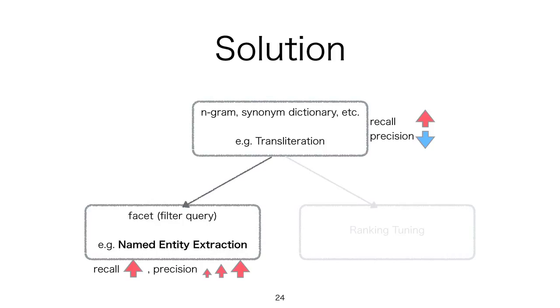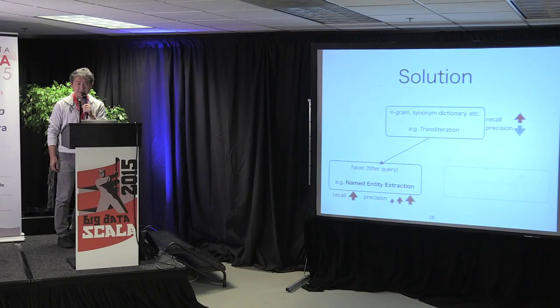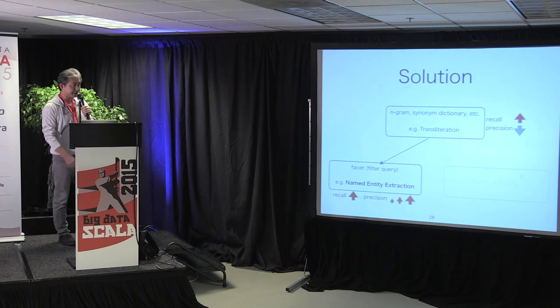Now we need to improve the decreased precision. To do that, we can use facet and filter queries. But these tools aren't always available. I'll explain the reason why in the next few slides. In order to make these techniques available, we can use named entity extraction. That is one of the well-known NLP tasks. Document classification can be used for the same purpose, though I'll focus on named entity extraction in the later slides.